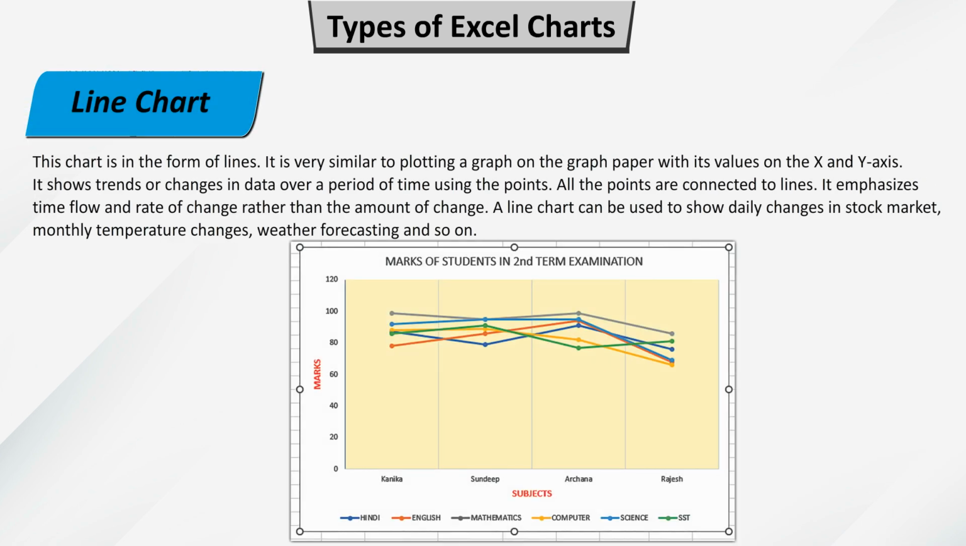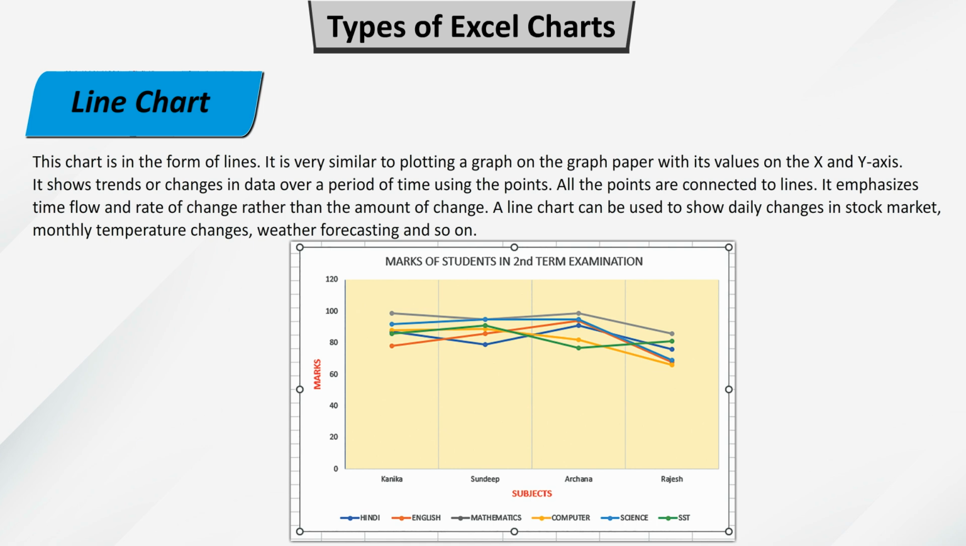Line chart: this chart is in the form of lines. It is very similar to plotting a graph on graph paper with its values on the x and y axis. It shows trends or changes in data over a period of time using points. All the points are connected by lines.